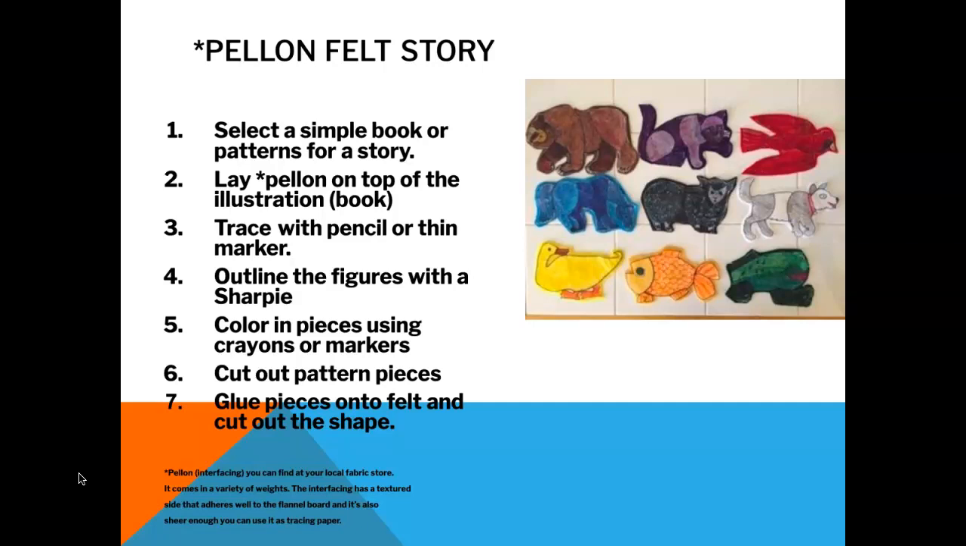For example, I made this Pellon felt story from the story Brown Bear, Brown Bear. And with Brown Bear, I traced the pattern of a bear onto the Pellon, and then I glued it onto the felt piece, and then I just simply cut around the Pellon. And that gave me my piece, my individual piece.